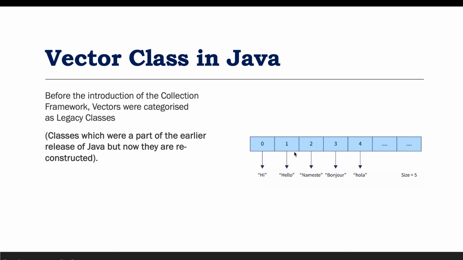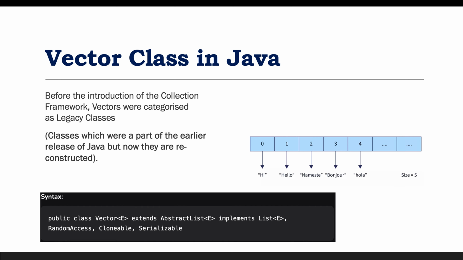This is how it looks internally, since it is implemented on top of the array data structure. Array means a continuous memory location, and indexing is also there. So we can access elements based on indexes. At the time of getting an element, it will be fast, similar to ArrayList, but since this is synchronized, at a time only one thread can perform the operation.